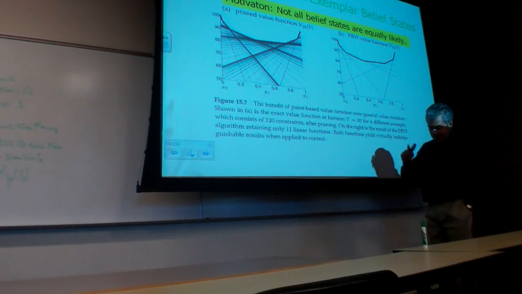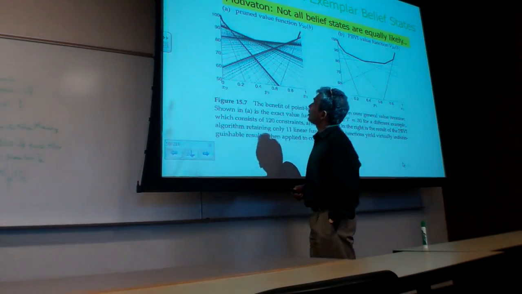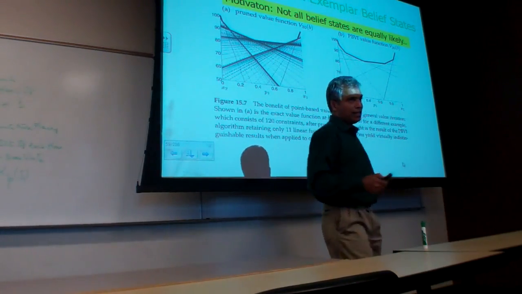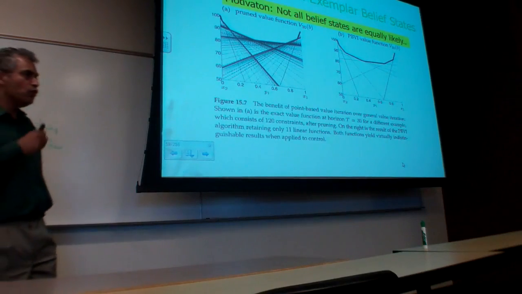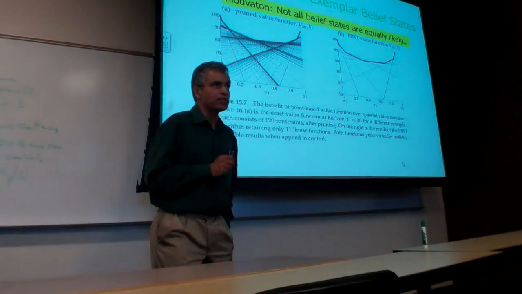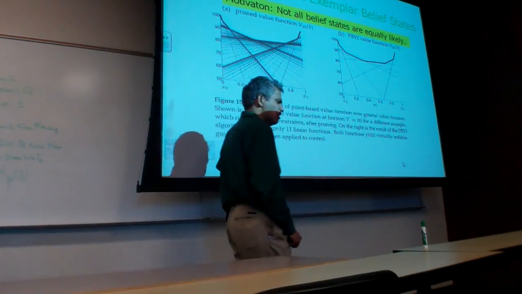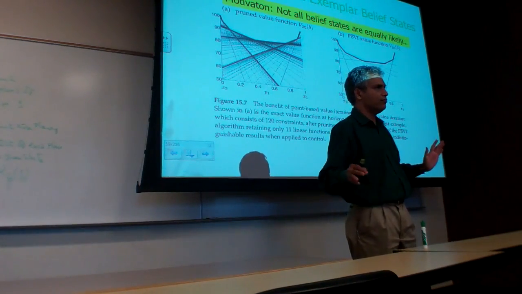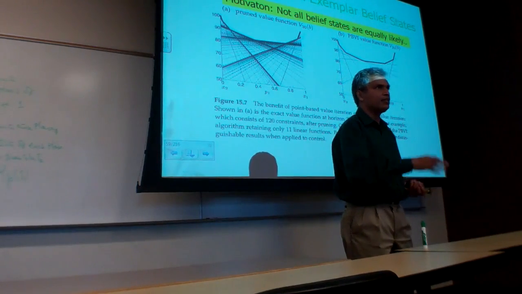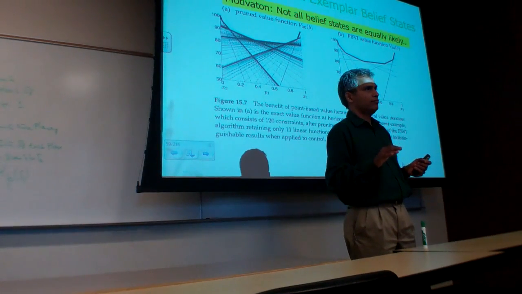They talk about one idea called point-based value iteration, which essentially is saying, I'm not going to wind up considering all possible belief states. I will only consider upfront 25 belief states. That's it. And then find out what is the right thing to do for each of those 25. Do you see what I'm saying?